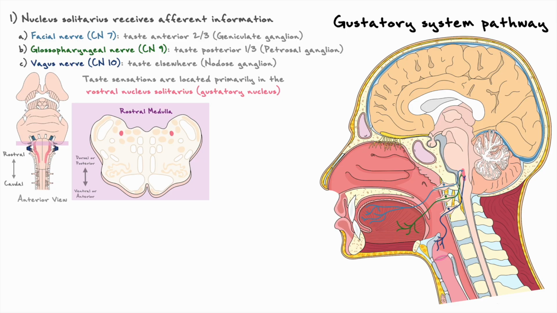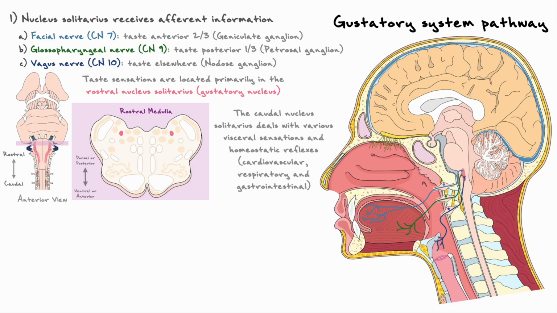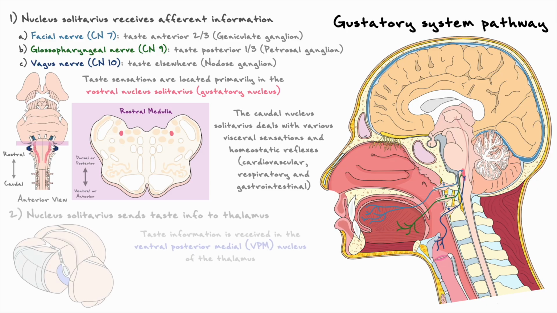For your information, the caudal part of the nucleus solitarius deals with various visceral sensations and homeostatic reflexes of the cardiovascular, respiratory, and gastrointestinal systems, so it's a pretty important area that receives a ton of connections from different systems. Now, with respect to our gustatory pathway, the taste information in the gustatory nucleus is then sent to the ventral posterior medial, or VPM nucleus of the thalamus.